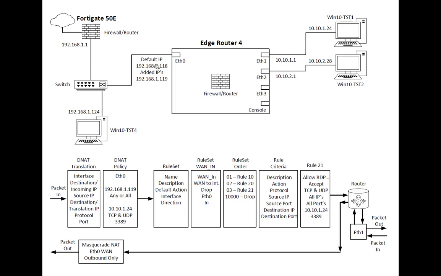Again, we're going to use RDP. But in this case, what I'm going to do is set up a port forwarder to forward all traffic coming in on port 3389 RDP. It's going to go through the firewall into, this time, ETH2, and we're going to go to this box here, Win10 Test 2, which is on 10.10.2.28. So let's go ahead and do that real quick. I'll show you how to set that up.